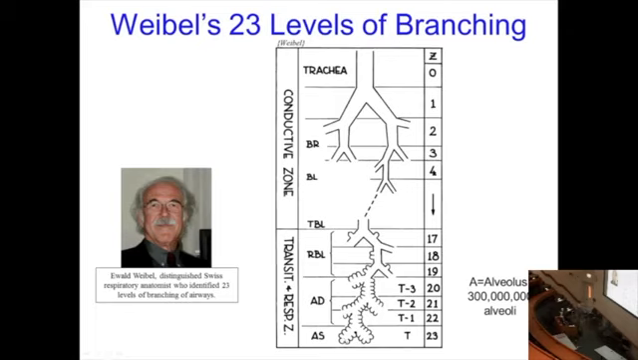Okay, so 23 levels of branching. Now the first 16 levels are called the conductive zone, and no gas exchange takes place. This is just tubes that air goes through by bulk flow, okay? So you're just moving air from outside the body into the body or vice versa. Okay, in the respiratory zone, this is where gas exchange takes place. So when we talk about respiration, in the respiratory system, we mean gas exchange. We don't mean metabolic stuff.